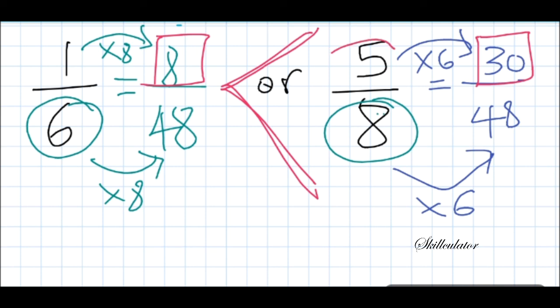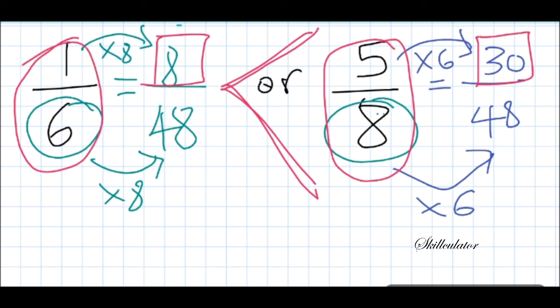Therefore, 5 over 8 is bigger than 1 over 6.